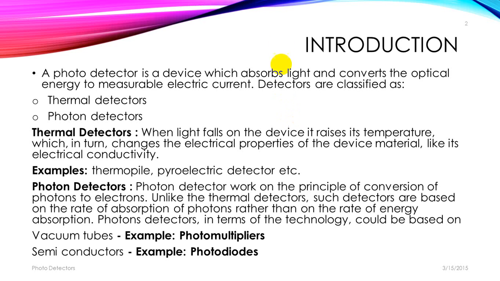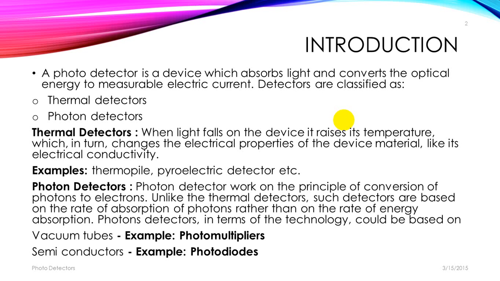A photodetector is a device which absorbs light and converts the optical energy to measurable electric current. Detectors are classified as thermal detectors and photon detectors. Beginning with thermal detectors: when light falls on the device, it raises its temperature, which in turn changes the electrical properties of the device material, like its electrical conductivity. For example, thermopile, pyroelectric detector, etc.